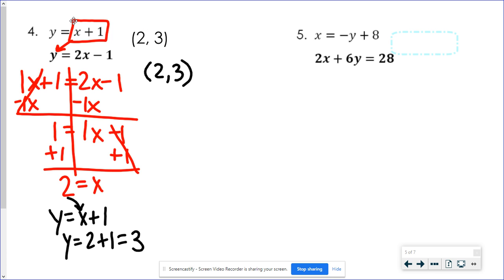You can absolutely substitute it back into either equation to check that. I just used the top equation. So if I use the bottom equation, 2 times the 2 for the x would be 4, minus 1 would be 3 for the y.